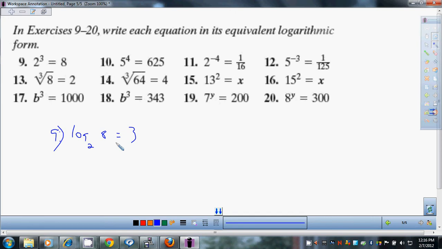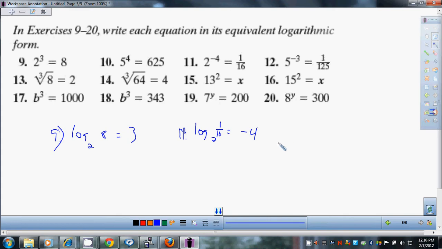And don't worry about negative exponents and all that stuff right now. That's not really the point. That was number 9. Log base 2 of 8 equals 3. You're solving for the exponent every time. So like 11, you know you're going to be equaling negative 4. And what will the log base be? 2 of 1/16 equals negative 4.